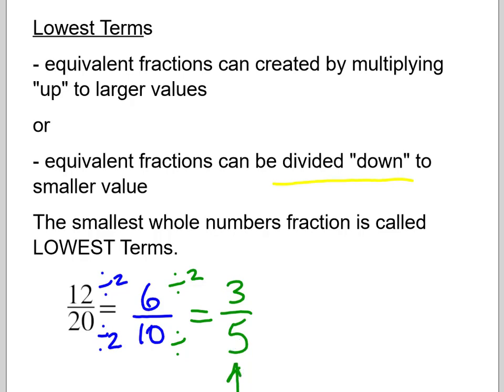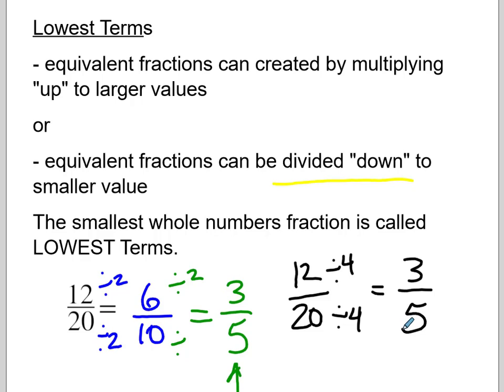Now, I don't have to do this in 2 steps. I could have seen that 12 and 20 both shared the number 4. And if I had seen that, I could have divided both by 4 and gone straight to the lowest term answer.